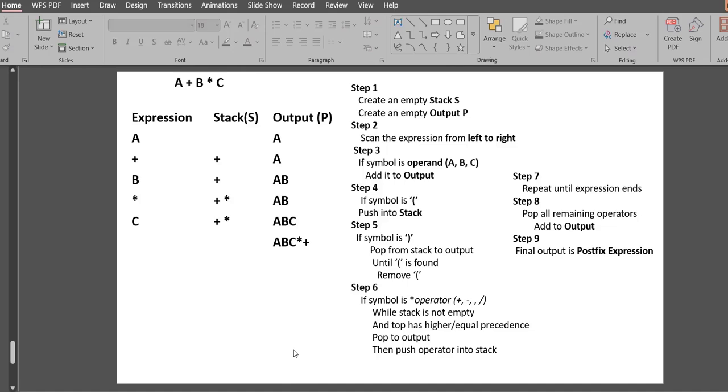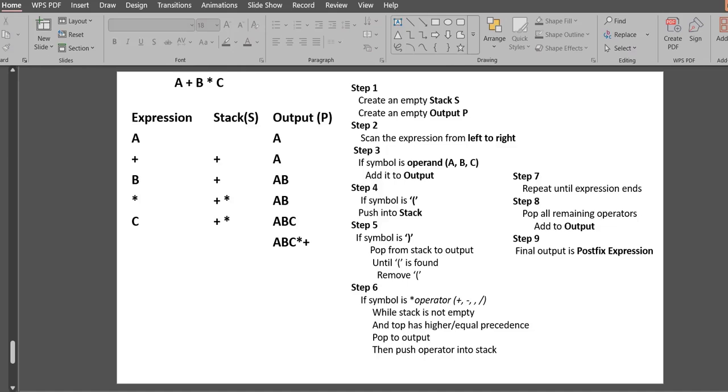So infix notation is what we normally write as a plus b. But our computers prefer postfix notation, that is a b c multiply plus. That's why we are saying that our computer knows postfix only, because it removes the need for brackets and precedence rules.